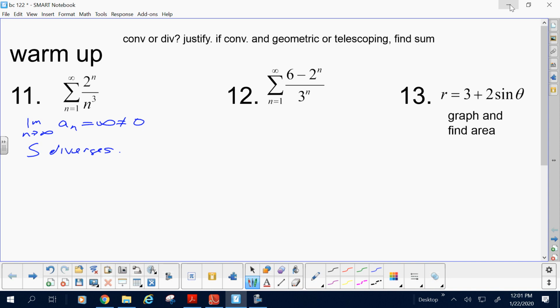Okay? All right. What about the second one? Is it geometric in its totality? No. It is not. But is it geometric if you broke it into two separate series? Is that allowed? It is 2 to the n over 3 to the n, the same as 2/3 to the n if I saw that somewhere in multiple choice. Are those the same? They are.